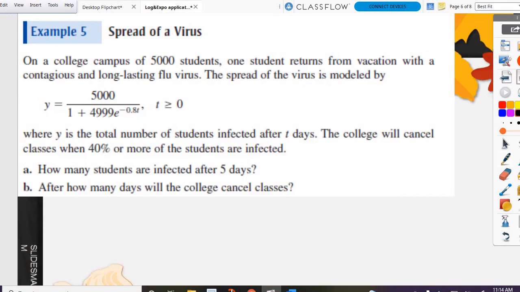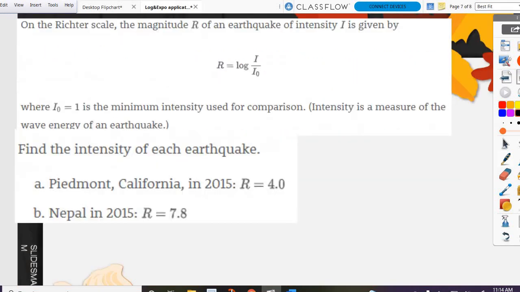Alright. So we're going to skip this one for a second and come back. We're going to look at our logarithmic model first. It says on the Richter scale, so how many of us have heard of the Richter scale before? Hopefully so. It's the magnitude of earthquake intensity. So the magnitude R of an earthquake intensity I is given by R equals log of I divided by I naught, where I naught, or the initial I, is 1, is the minimum intensity used for comparison.